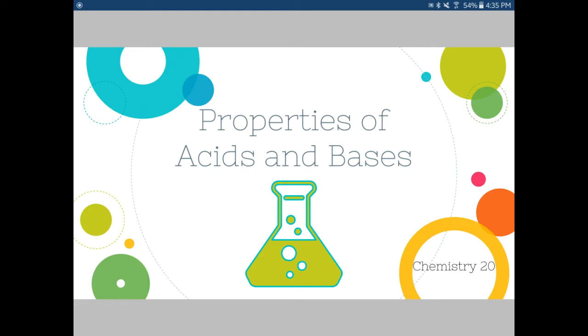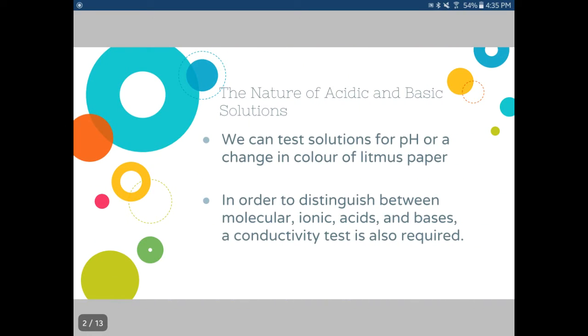Let's take a look at the next portion of our solutions, acids, and bases unit, and this time we're going to look at some properties of our acids and bases. So we're going to look at the nature of acidic and basic solutions.